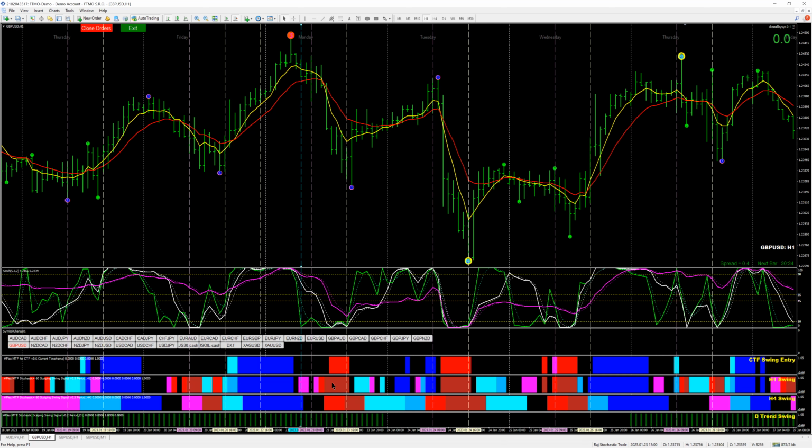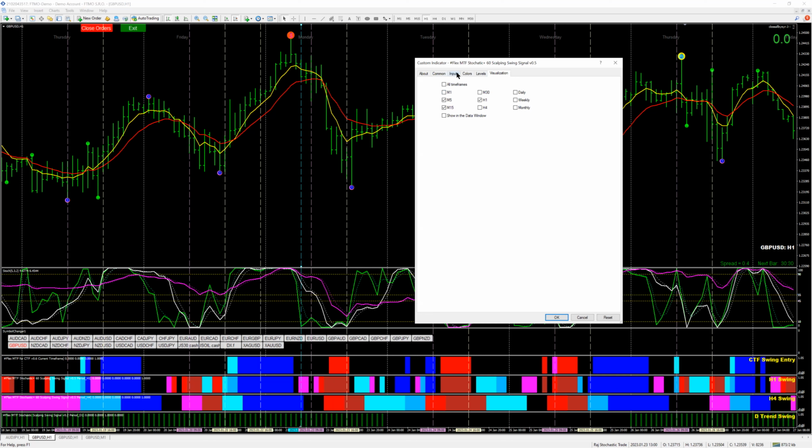On the one below that, the swing itself, it's the 1 hour swing, and then it goes aqua is 20 to 50, 50 to 80, and above 80. And the magenta is 80 to 50, 50 to 20, and then below 20. So it's showing you the gradual move of the swing itself.